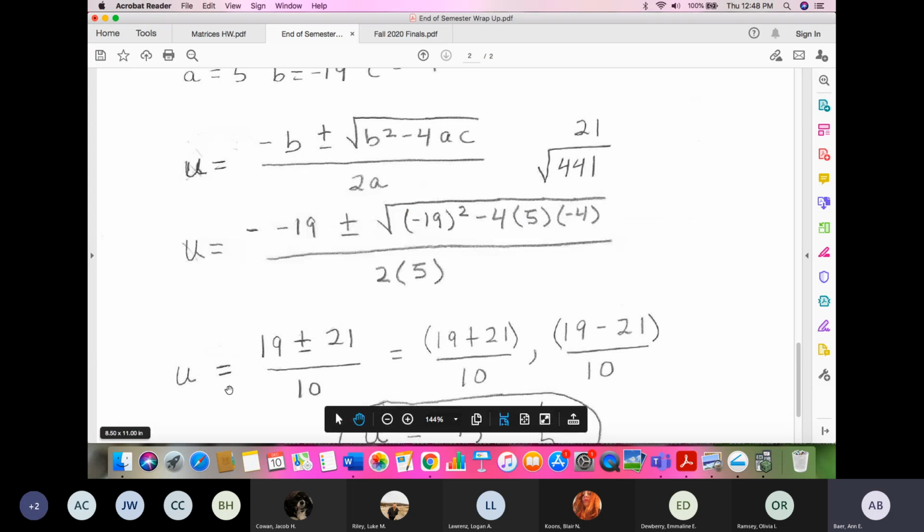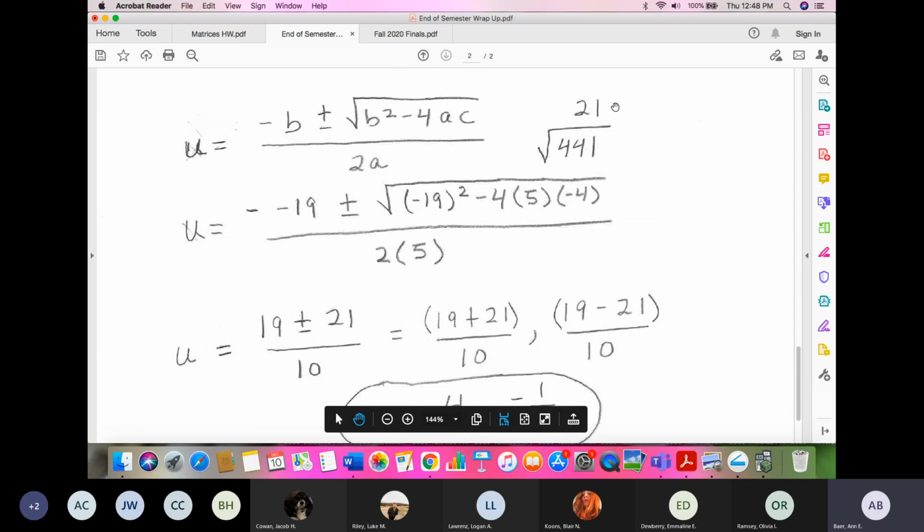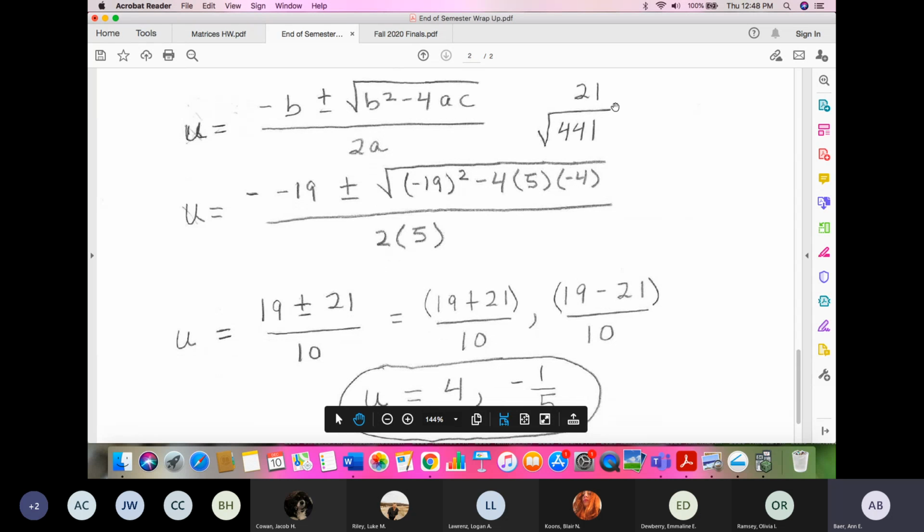So let's go back. So we got 21 up here. So what do we have now? Negative of a negative is positive 19, plus or minus 21 over 2 times 5, which is 10.